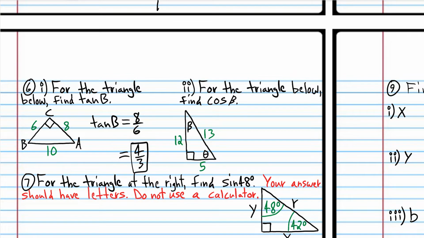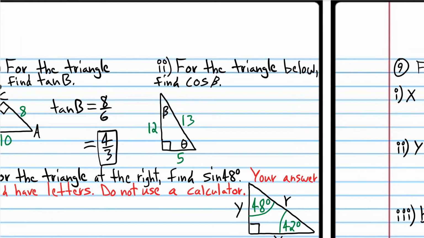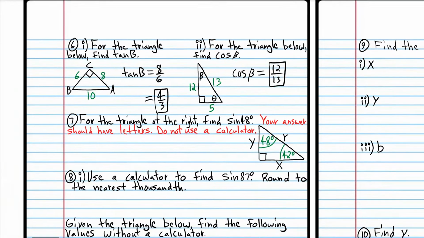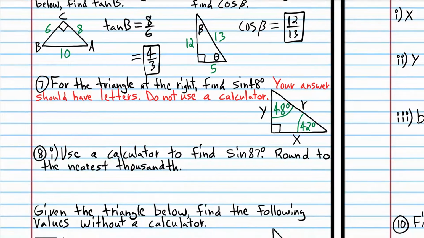Try part 2 of number 6, and when you come back, we'll do it together. All right, we're back. So cosine beta, so you look at beta, and cosine is the adjacent side over the hypotenuse. So adjacent over hypotenuse. Now, how come I know that's the hypotenuse? Well, it's opposite the 90-degree angle. So cosine beta is equal to 12 over 13. So if you got that one right, good job. Those are just memorization problems. They don't really require a lot of thought.